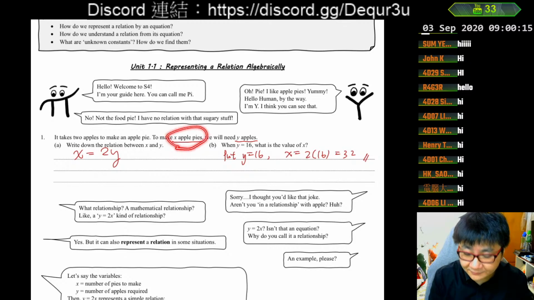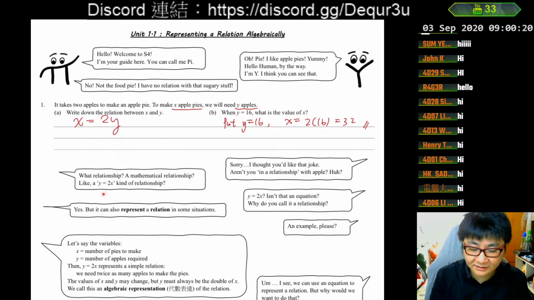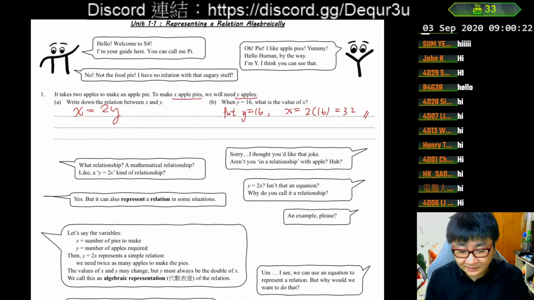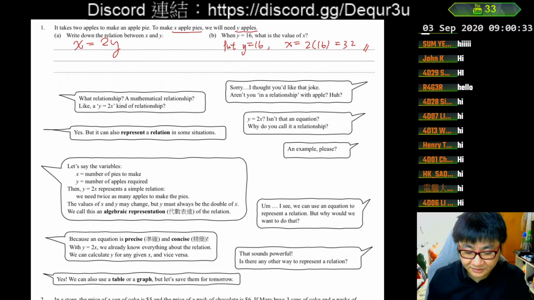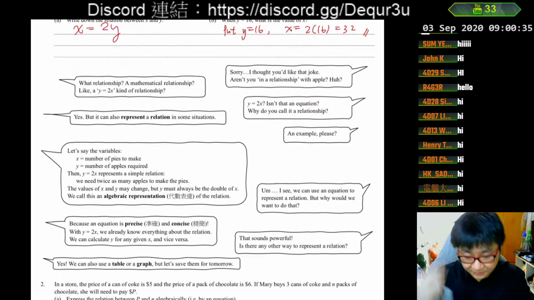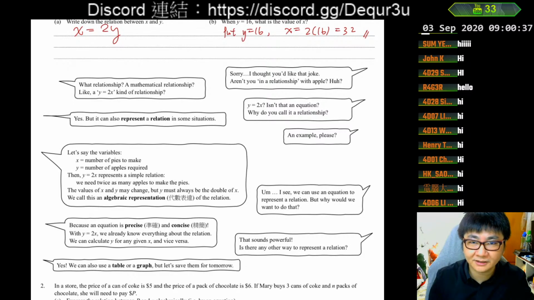The number of apple pies against the number of apples here, this is a kind of relation. Here we try to represent this relation in an algebraic way. That means we use symbols, we use an equation, to show this relation. And this way of showing it using algebra, using an equation, is good because it is precise and concise.